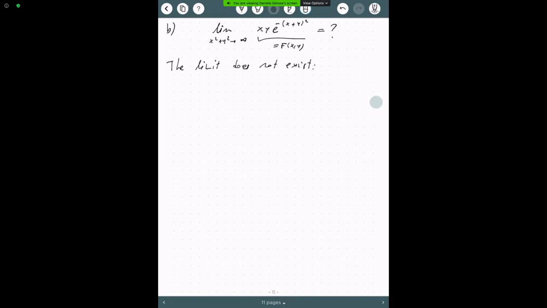Let me write it again here. That's because it is 0, and here we have (x, minus x), which is equal to minus x squared, and this goes to minus infinity as well.